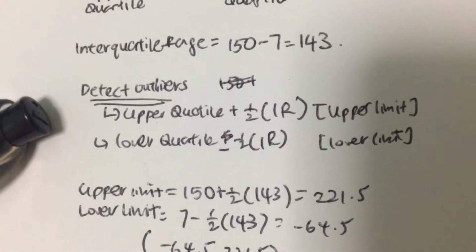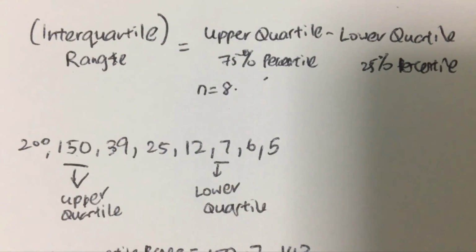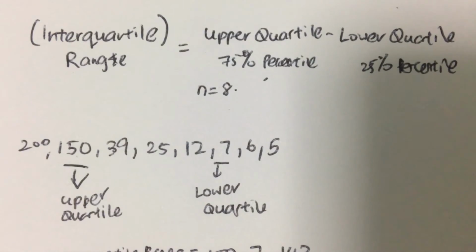So that's a very simple example of how we go about solving for the interquartile range, as well as detecting outliers using the interquartile range of a data set.